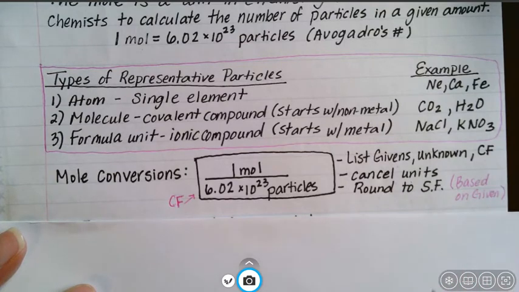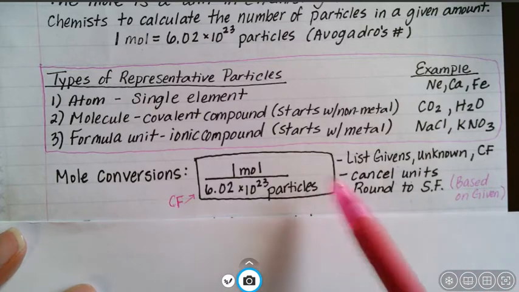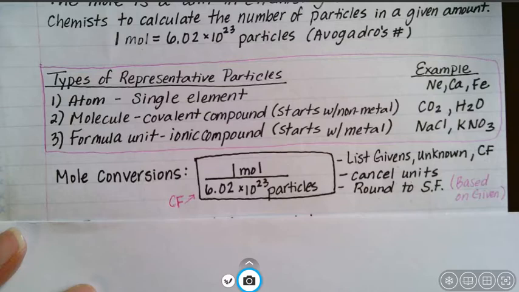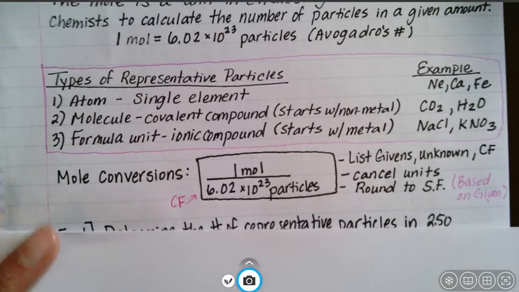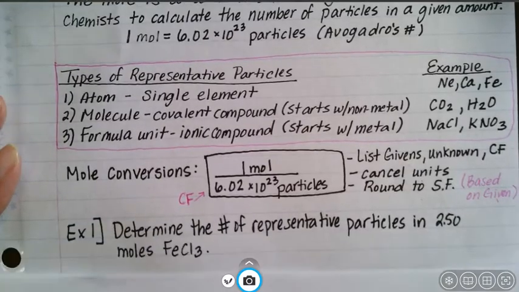Since we're just multiplying and dividing, and we're dealing with a conversion factor, we're just going to base our answer, or number of significant figures, on the given. So we'll round it to the same number of significant figures as the given has. I'll show you an example so you can see what I mean. All right, so here's our first one.